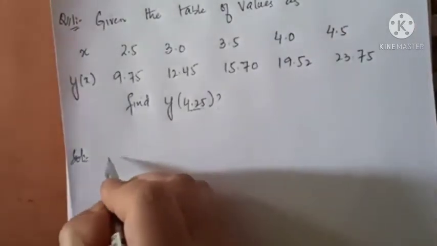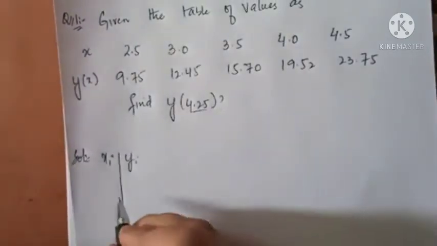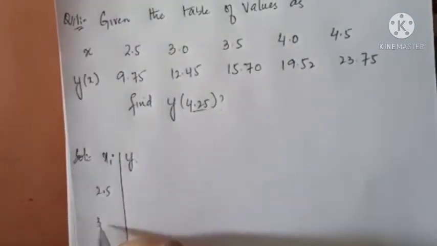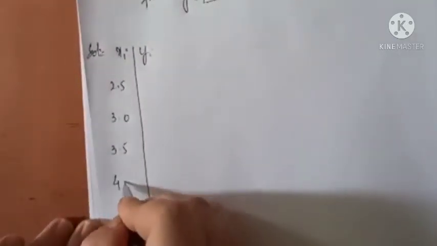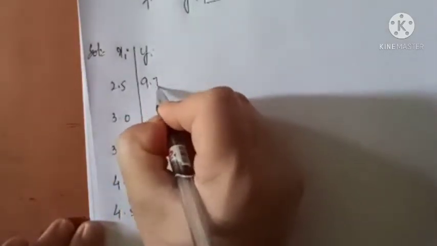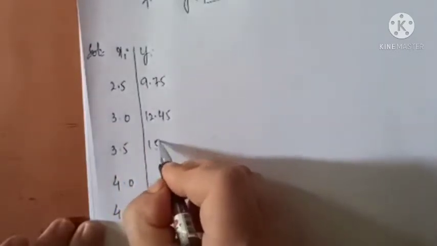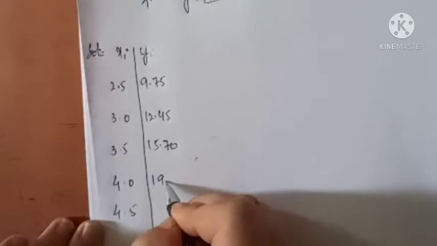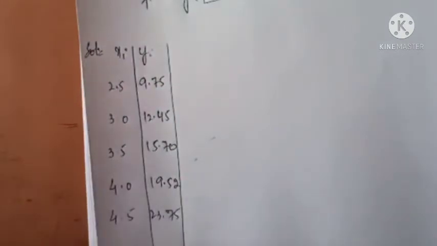Solution. So x i's, y i's: 2.5, 3.0, 3.5, 4.0 and 4.5. Corresponding function values 9.75, 12.45, 15.70, 19.52, 23.75. In this case, we don't have to construct the Newton's forward difference table, but we have to construct the Newton's backward difference table.